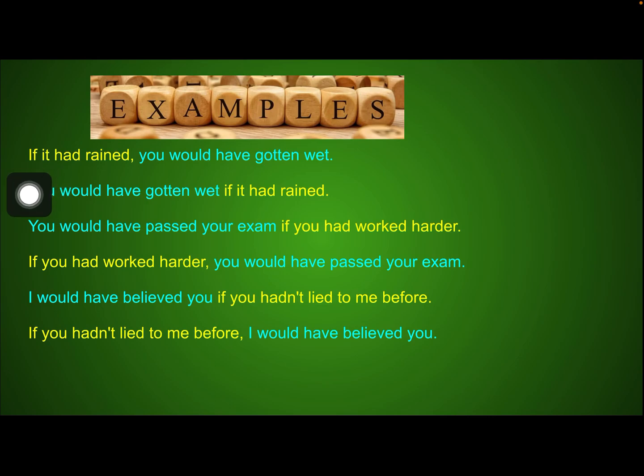For example, if it had rained, just in the past, imaginary in the past, you would have gotten wet. Good. Or maybe in the other order. First, the reaction: you would have gotten wet if it had rained. Or here, you would have passed your exam, condition, if you had worked harder. Condition here, if you had worked harder, reaction, you would have passed your exam.